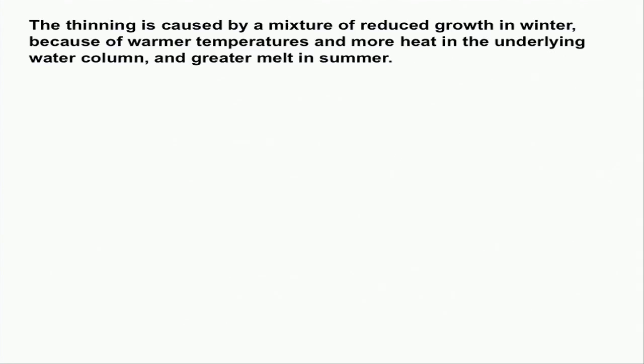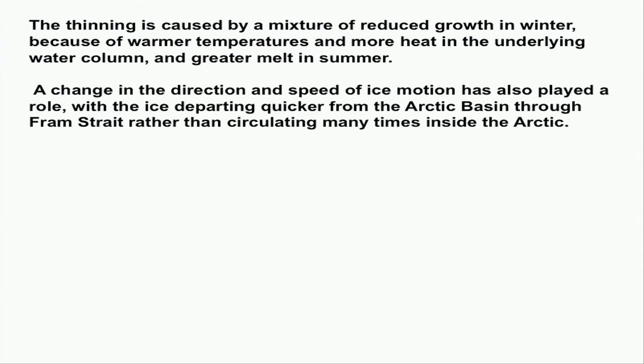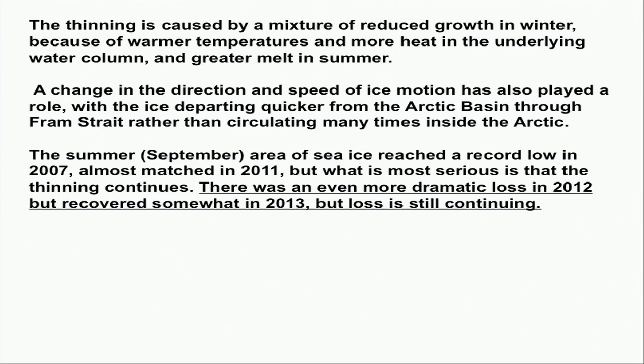So, remember, the thinning of the ice is caused by a mixture of reduced growth in winter of the older ice, because of the warmer temperatures and more heat from the underlying water column, and greater melt in summer. We get a change in the direction and speed of ice motion as well, which we haven't really talked about here, and that also plays a role, particularly within the Arctic basin from what's called the Fram Strait, rather than recirculating many times inside the Arctic, contributing to further ice build-up, so that is weakening. And then we have the summer area of sea ice, the minimum, that reached a record low in 2007, almost matched in 2011.